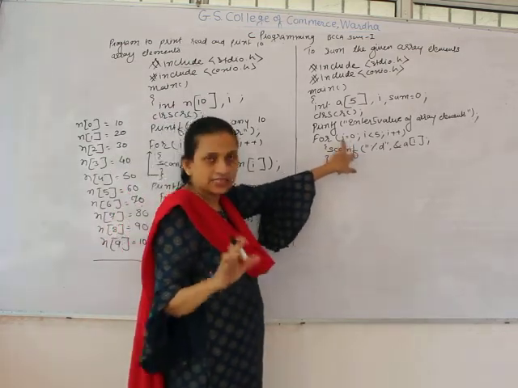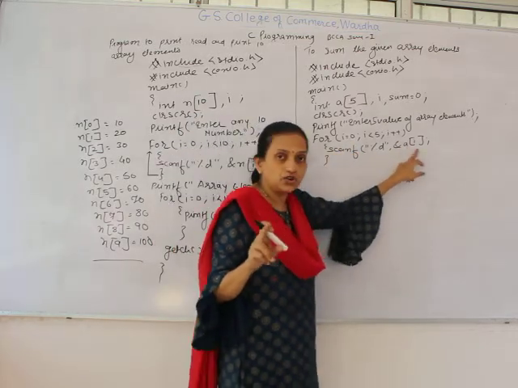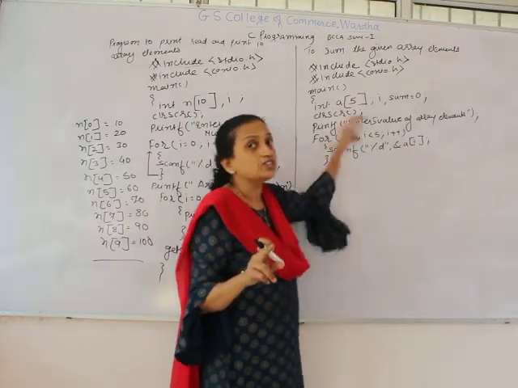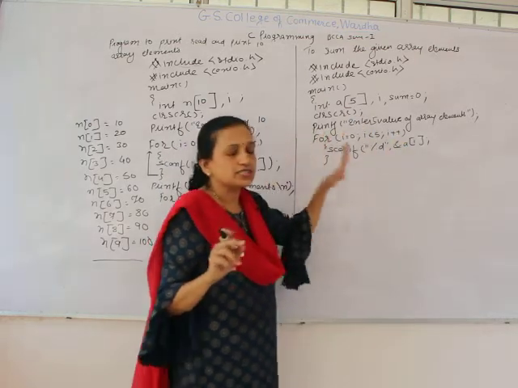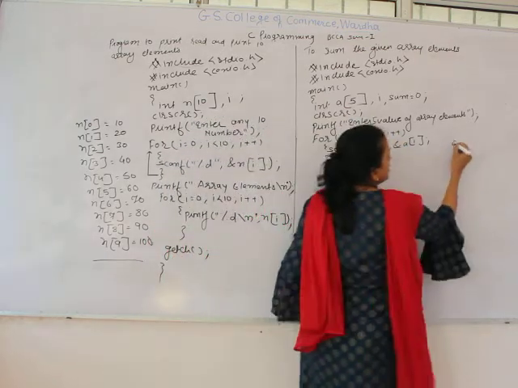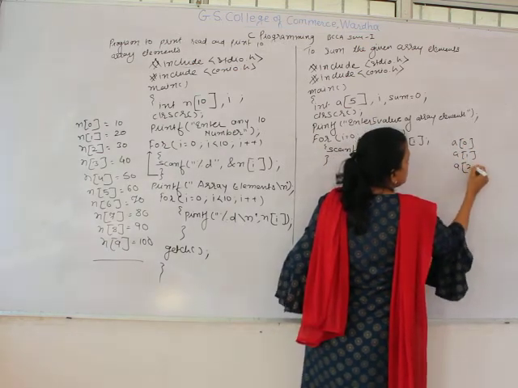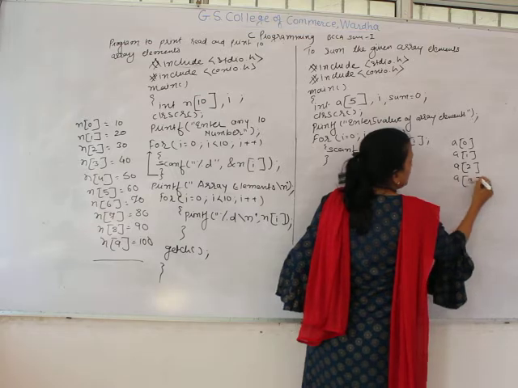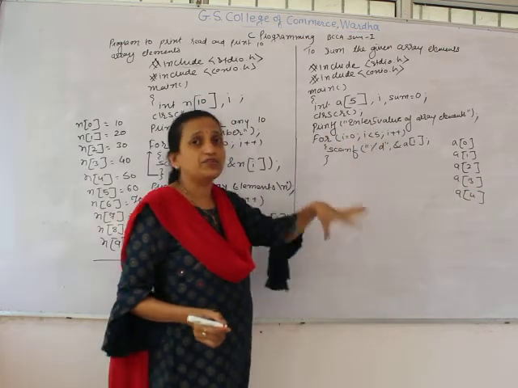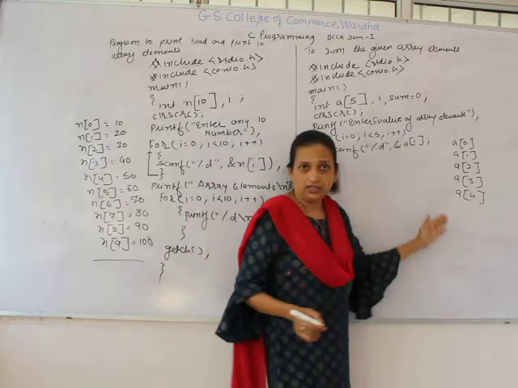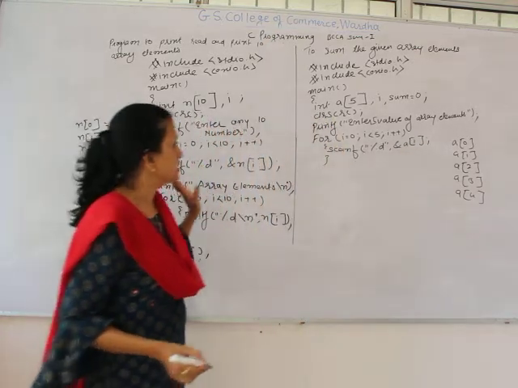The index number starts with 0. So the first value is for a[0], second is for a[1], third is for a[2], fourth is for a[3] and fifth is for a[4]. So in this way you will enter the values and the values will be assigned to the array elements. Every element is referred to with an index number.